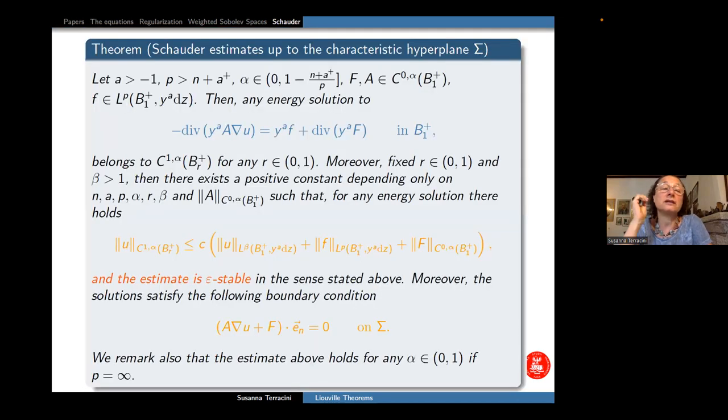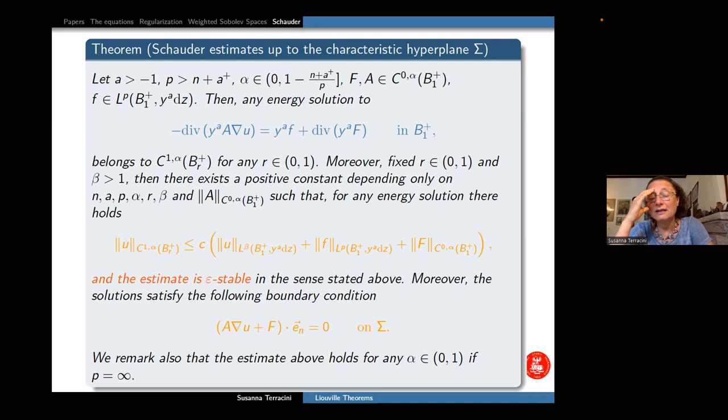Okay, now let's go to our theorems, our first result. Our first result concerns C^{1,alpha} estimates under reasonable assumptions on small f and capital F, which are exactly the usual ones when the dimension is increased by the positive part of A. So in this case, we have a C^{1,alpha} estimate when f is in L^p and capital F is in C^{0,alpha}. And this C^{1,alpha} estimate is epsilon-stable.